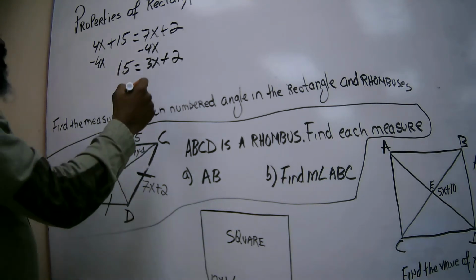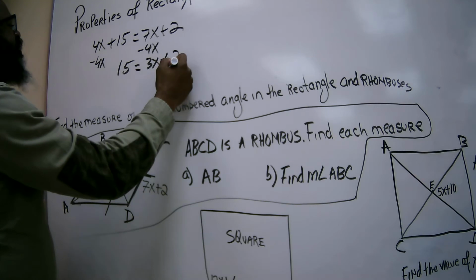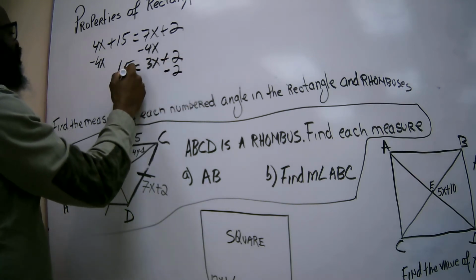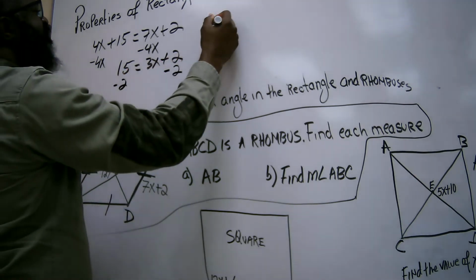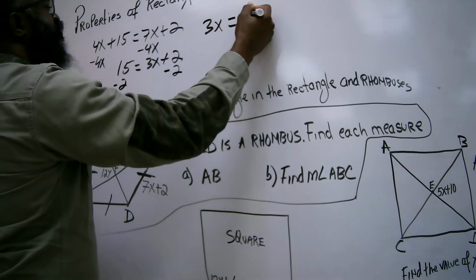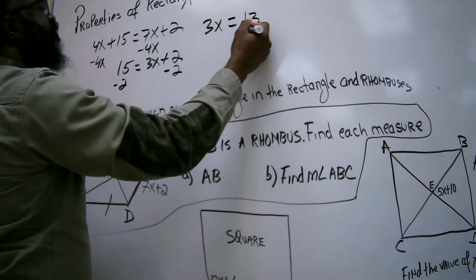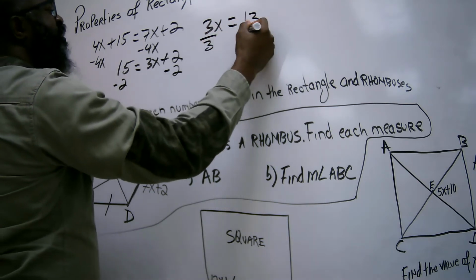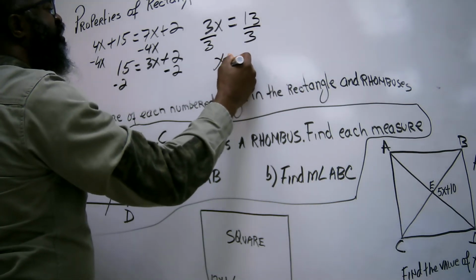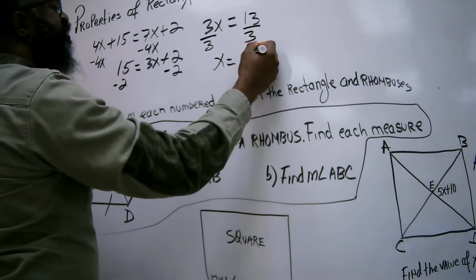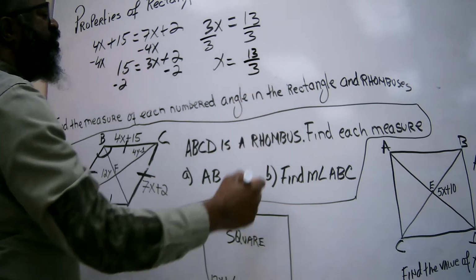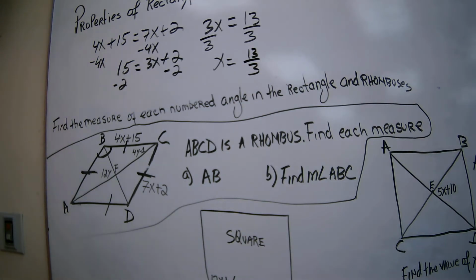Then we subtract 2 from this side. Then you'll have 3x is equal to 13. So we divide by 3. In this case, we'll have x is equal to 13 over 3. Then you don't need to change that to a decimal. Just leave it as is.